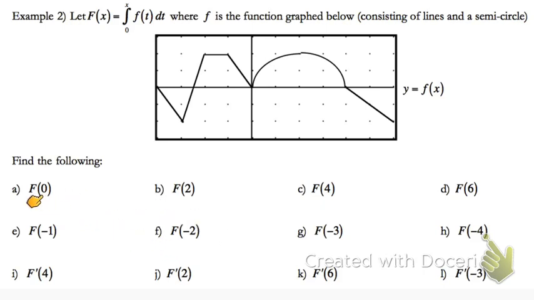So let's do b together. It says F of 2. If I plug in 2 up here, this would be the integral from 0 to 2 of f of t dt. So the integral from 0 to 2 would be from here to here. I have this quarter circle that has a radius of 2, so the area of a circle is pi r squared. The radius is 2, therefore it's pi times 2 squared, or pi times 4. So 4 pi, but since this is only a quarter of the circle, it would be 4 pi over 4, which is just pi. Therefore, F of 2 is equal to pi.